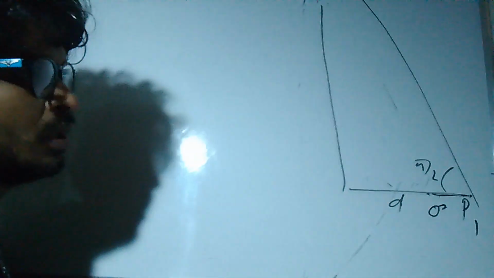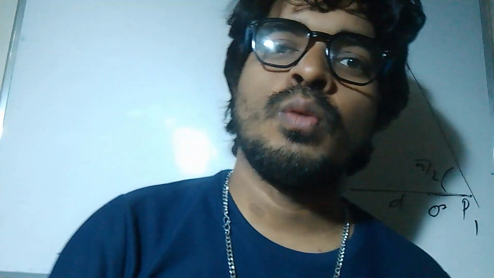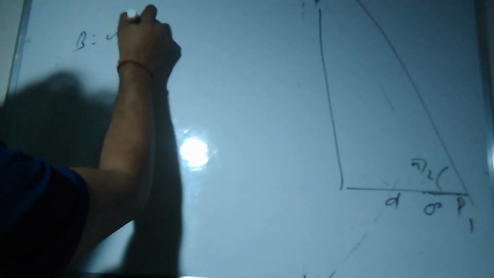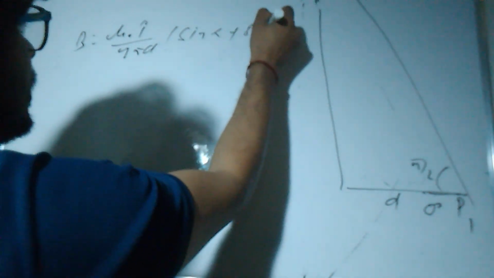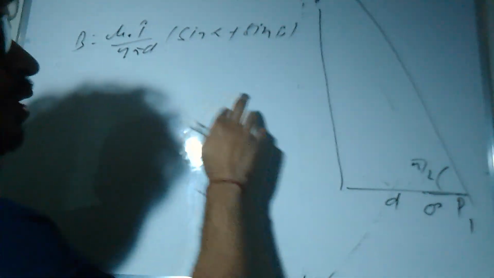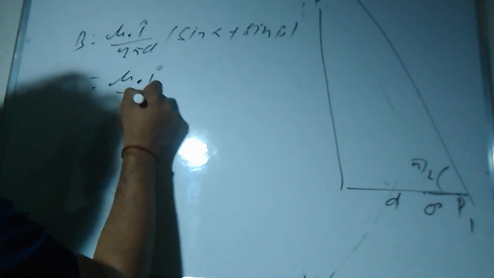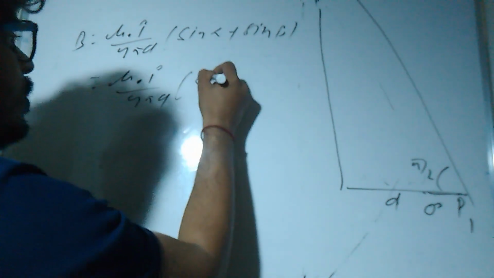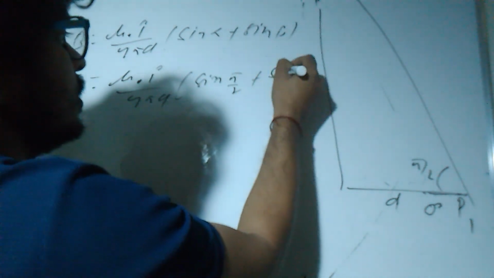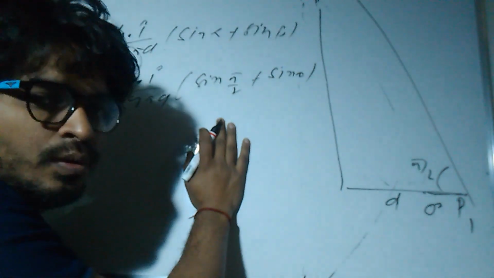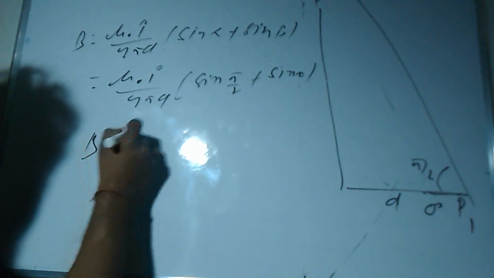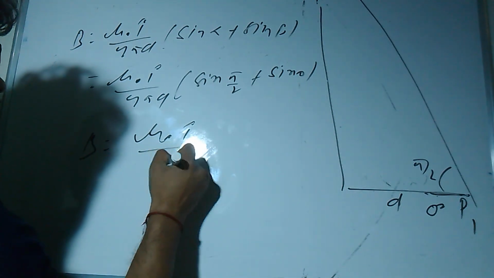You have to substitute this relation in your basic formula: mu naught I by 4 pi d, sin alpha plus sin beta. So you will get the magnetic field. So what is the main formula? Mu naught I by 4 pi d, sin alpha plus sin beta. Here I am going to put alpha as pi by 2 and beta as 0. You can put it in reverse, no issue. You can just reverse the direction, no issue. So mu naught I by 4 pi d, and this is sin pi by 2, and this is sin 0. Sin 0 is 0, sin pi by 2 is 1. So the final relation for the magnetic field because of a semi-infinite wire is mu naught I by 4 pi d.